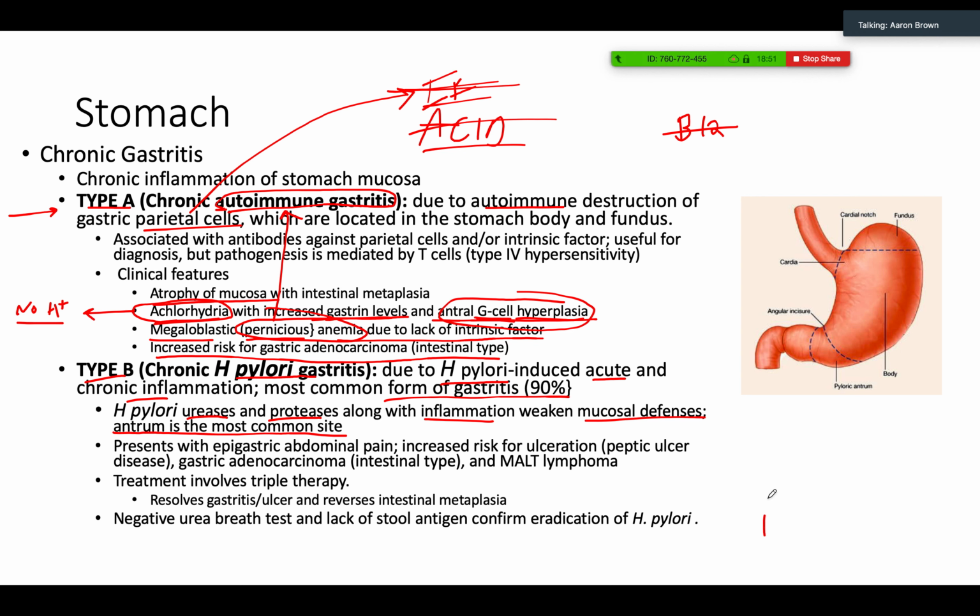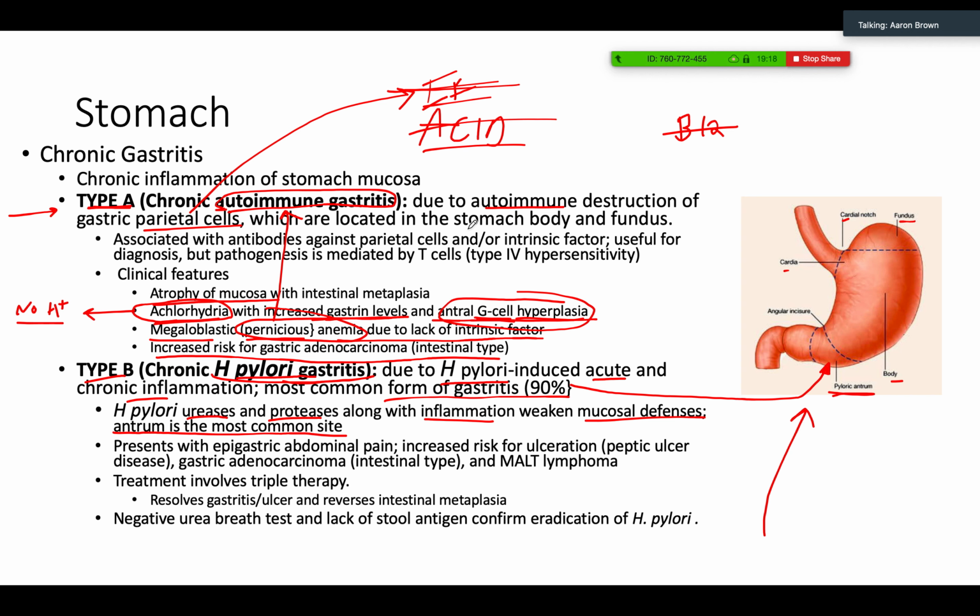Okay, so let's look at this image. Where is the antrum? So I see the cardial notch, I see the fundus, I see the cardia, here's the body, boom, there we are, antrum. Okay, and so when we think about H. pylori gastritis, I want you to think about that gastritis happening right here. Boom, right here.